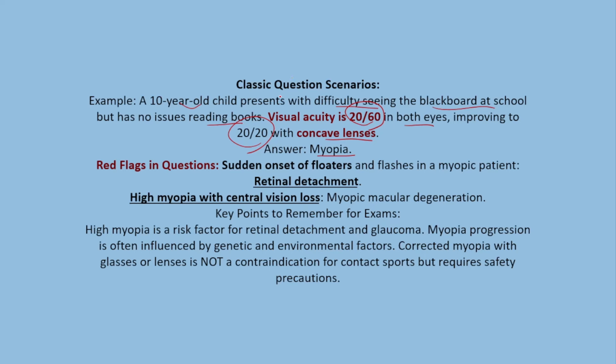There are some red flags that you have to be very careful about in the exam. For example, if the patient is reporting sudden onset of floaters or flashes in the eye in a myopic patient, this can be a red flag for retinal detachment. Also, in the case of a patient who is suffering from high myopia with central vision loss, you are going to be suspecting myopic macular degeneration. So these are the key points that you have to know for your board examination.